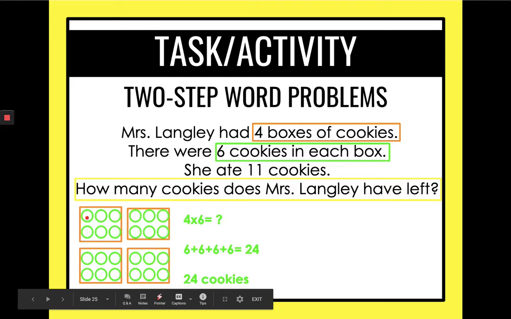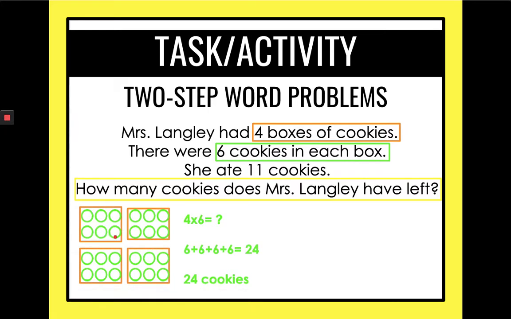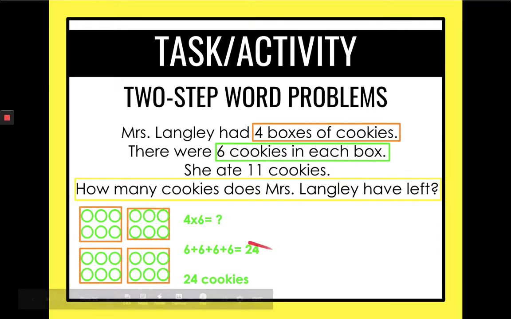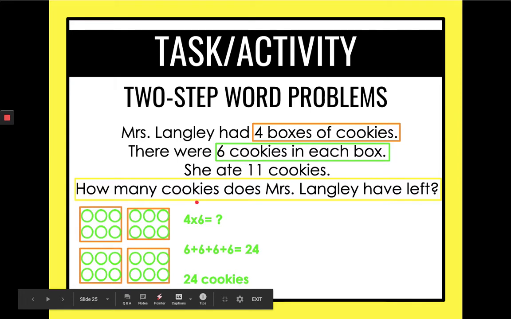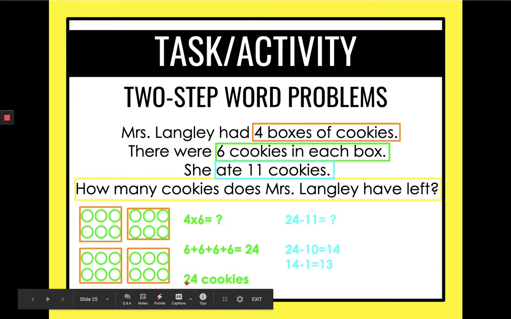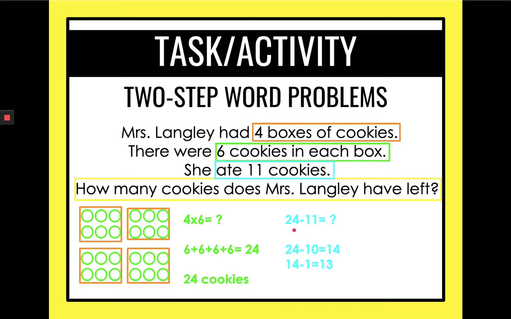So I can say that I have 24 cookies. I could also just count my cookies: 1, 2, 3, 4, 5, 6, and so on until I count them all. So now I know that I had 24 cookies, but that's not what the question's asking me. The question asked me, how many cookies does Miss Langley have left? There's one more part that I need to know, and it is that I ate 11 cookies. So I need to take my total, 24 cookies, and subtract, because I ate them, I took them away, 11. So 24 minus 11.